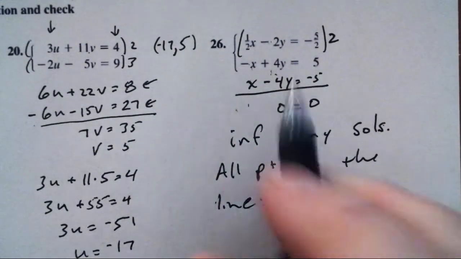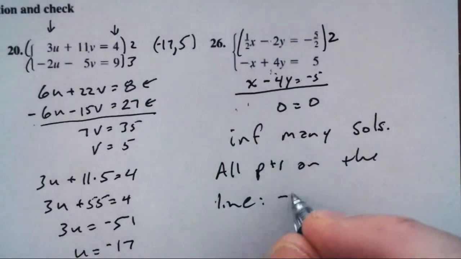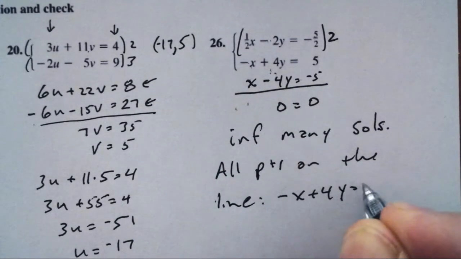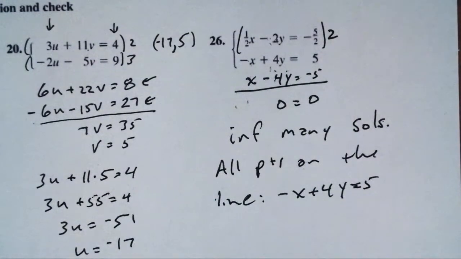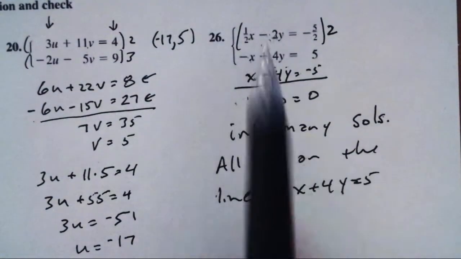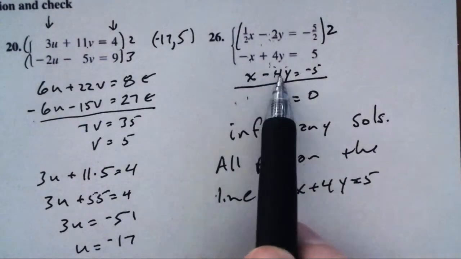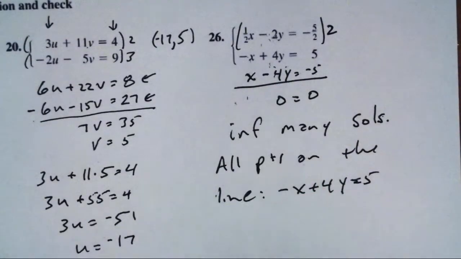For instance, here's a line, there's a line. On the line negative x plus 4y equals 5, because they're really the same line. And you could have used this here, or you could have used this variation. They're all the same line.